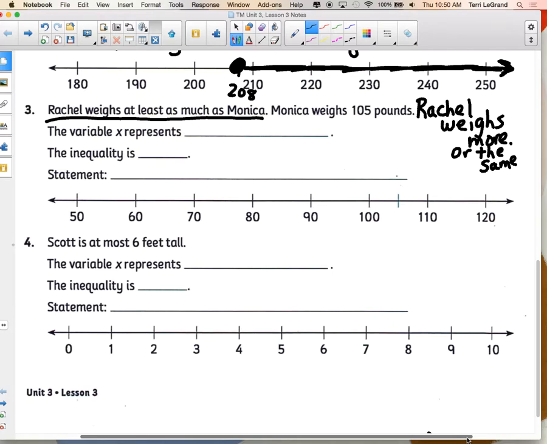Well, Monica weighs 105 pounds. What's the variable x going to represent then? Whose weight? Rachel's. We know Monica's, don't we? So variable x represents Rachel's weight. We decided over here that Rachel weighs more or the same. So what's that inequality statement going to look like?